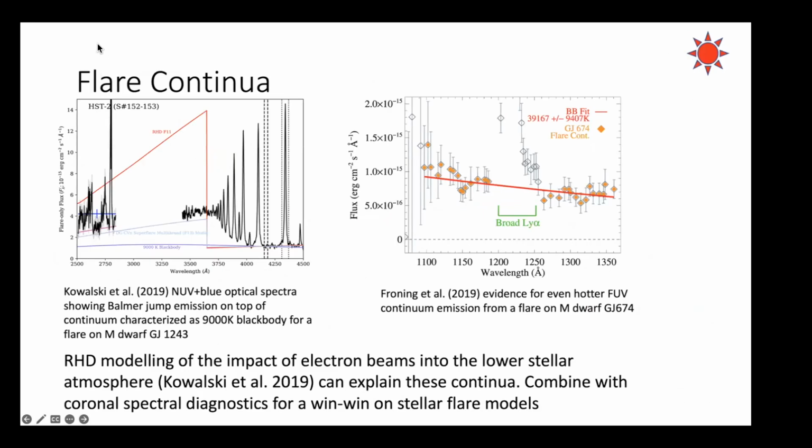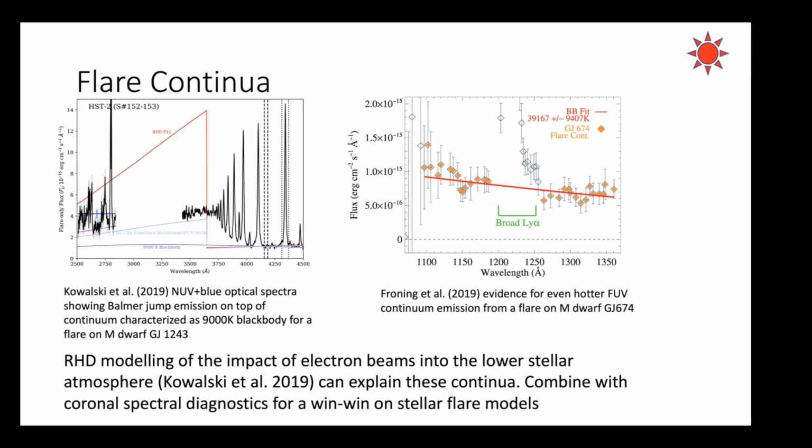Okay. Let me go to flare continua. I'm showing two different wavelength regions. I realize that the one on the left does not cover what Arcus would see, but the point is just to illustrate that in blue optical stellar flare observations, it is ubiquitous to see some continuum emission that looks like a black body with a temperature characterized as about 9,000 Kelvin.